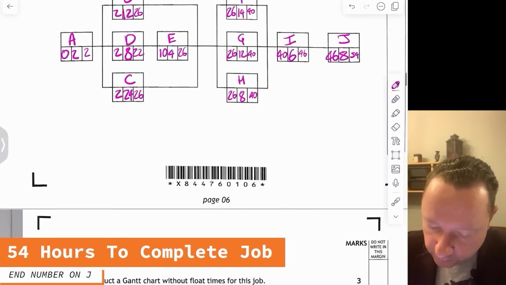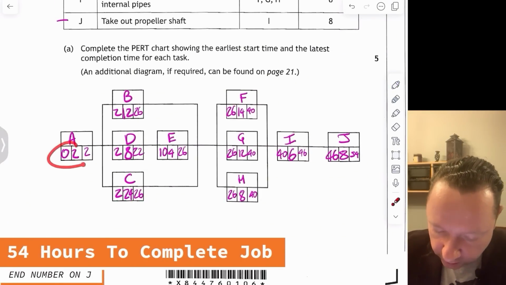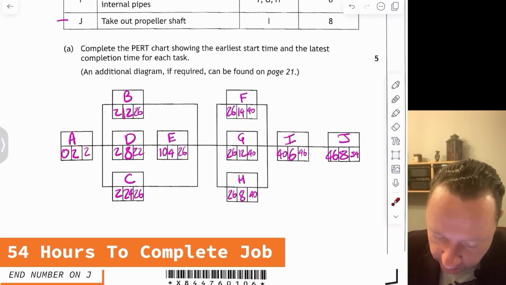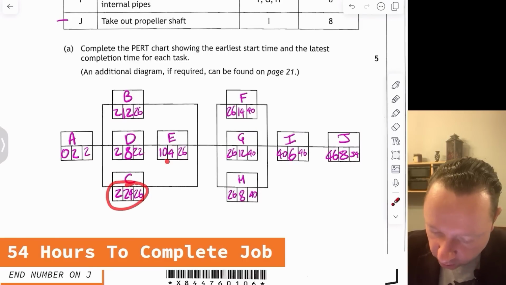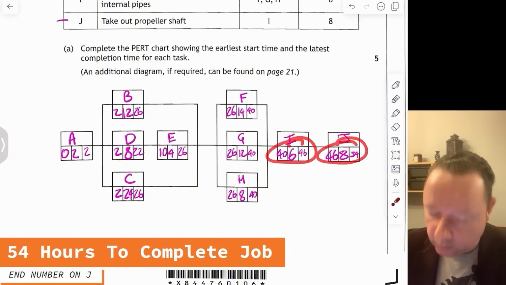Now look at your chart up here to see if that makes sense. You've got A, no float time. C, no float time. That one's got float time, so we skip it. F, no float time. I, no float time, and J, no float time. So you could have done it that way.